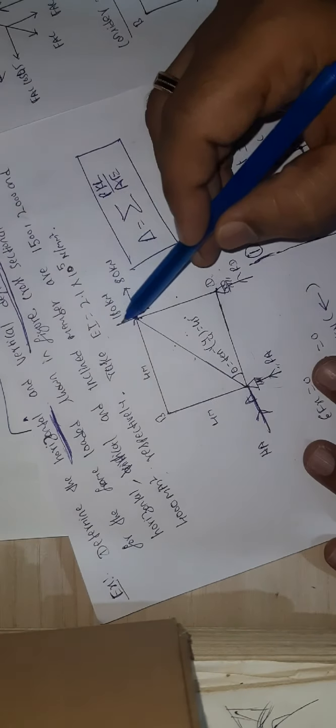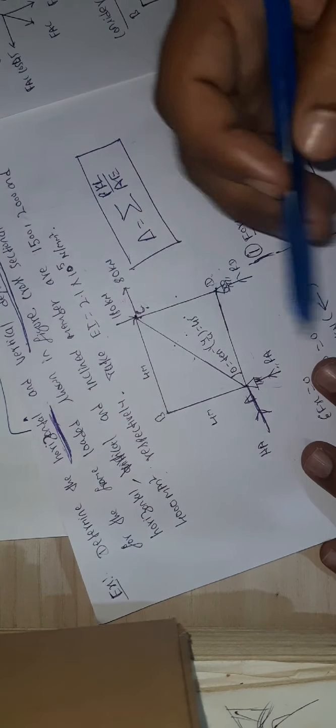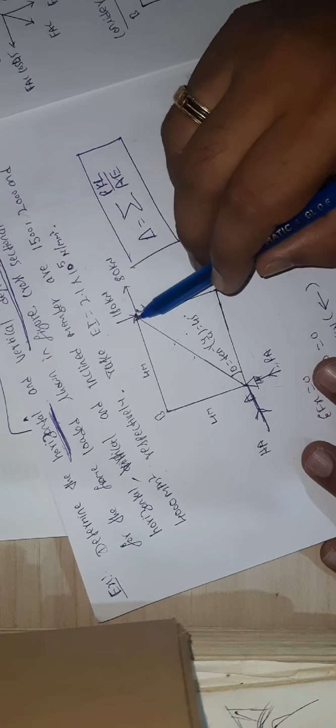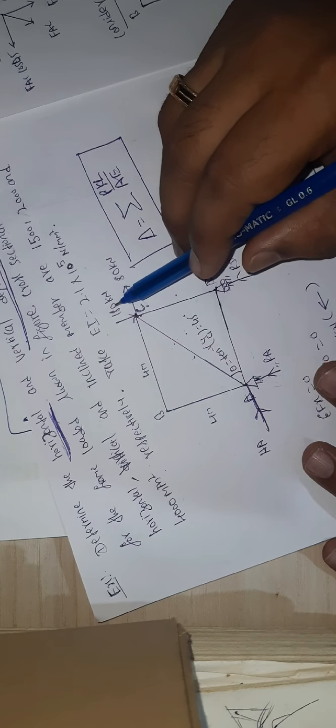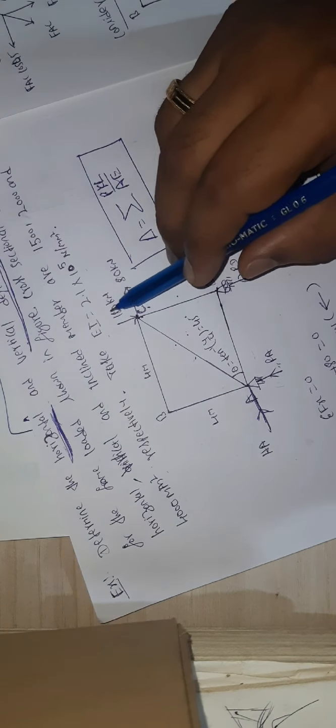Please, if they ask for horizontal deflection, you need to remove all the loading, apply 1 kN horizontally at this point and find out the forces in each member. If they ask for vertical deflection, you need to remove all the loadings and apply 1 kilonewton vertical force at point C. This is how we need to do it. Please remember this, guys. Okay, this is how we need to analyze the trusses.